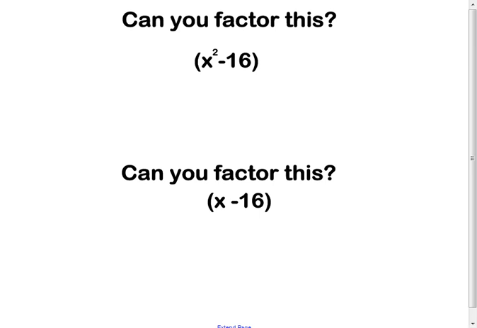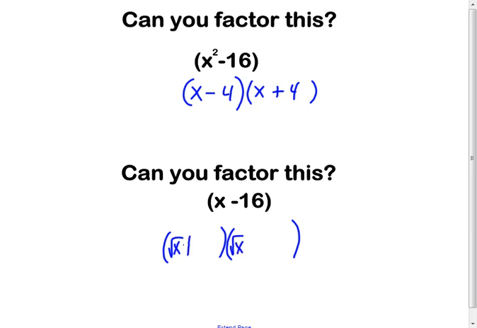Can you factor x squared minus 16? That is the difference of squares. And we know we just take the square root of x squared and the square root of 16. And those are our factors. Now, x minus 16, can you factor this? Is that a perfect square? Is x a perfect square? Well, it could be. And we could factor this into square root of x and square root of x, and then plus 4 and minus 4, just like above. And if you multiply that out, you would indeed get x minus 16.